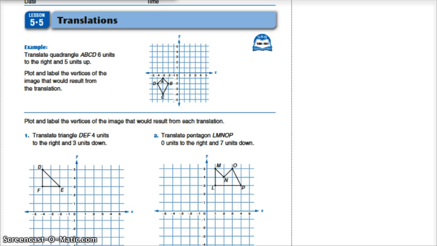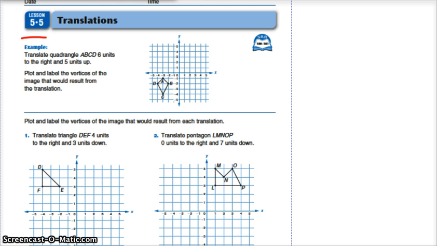So now we are on Math Journal page 179, and I want to give you a few examples of what those transformations look like. So I want to do the example for you up here at the top. So it says, translate quadrangle ABCD 6 units to the right and 5 units up. Plot and label the vertices of the image that would result from the translation. So we got to move this object 6 units to the right and then 5 units up.